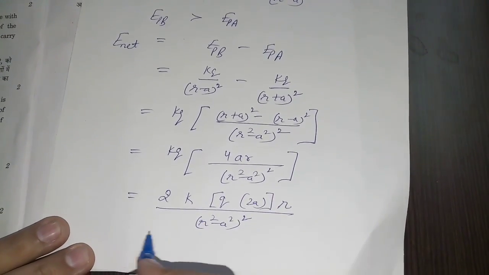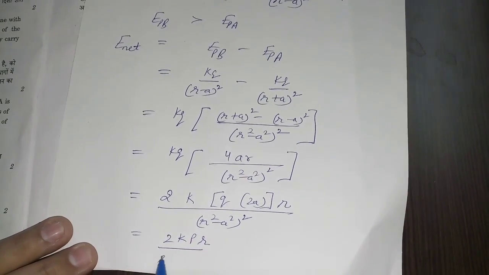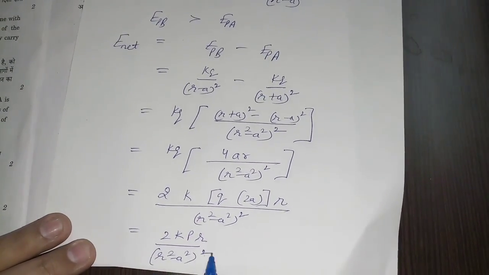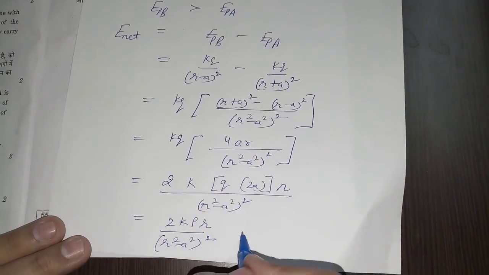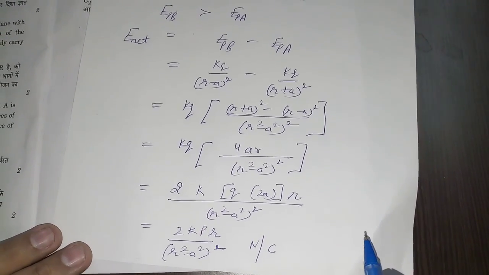Now what is Q into 2A? That is P, which is the dipole moment. So 2KPR upon (R square minus A square) whole square. So this is the net electric field on the axial line.